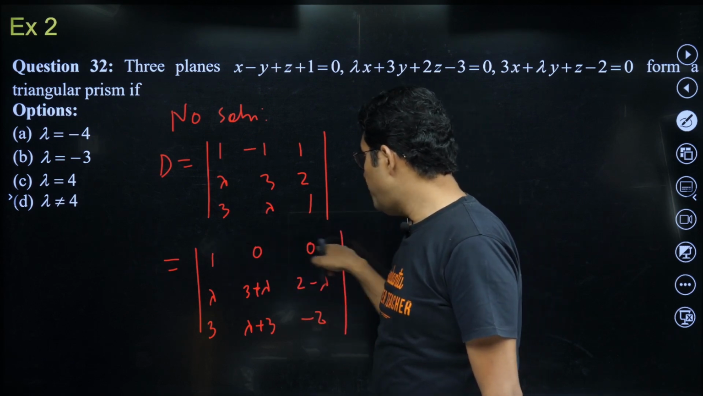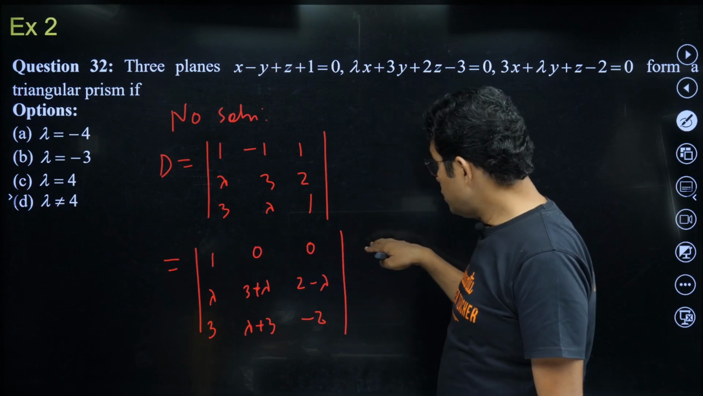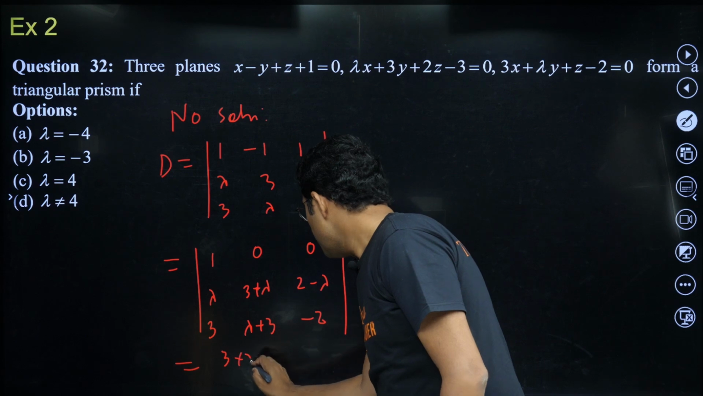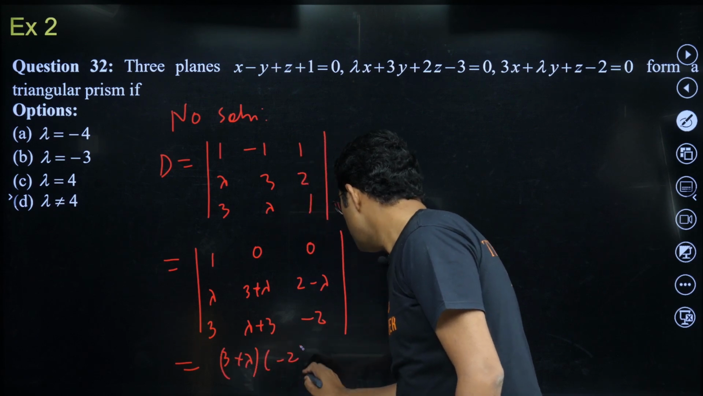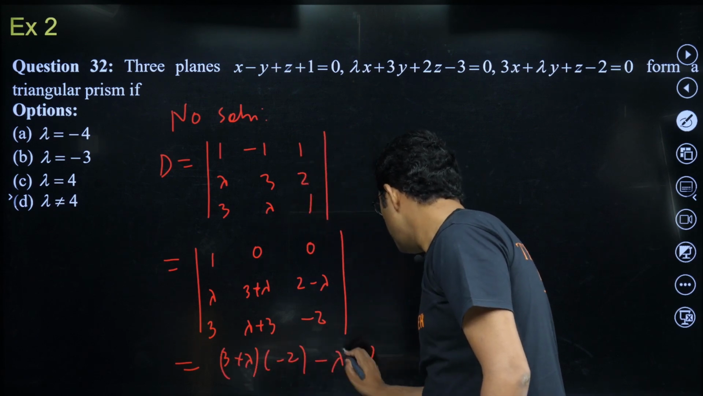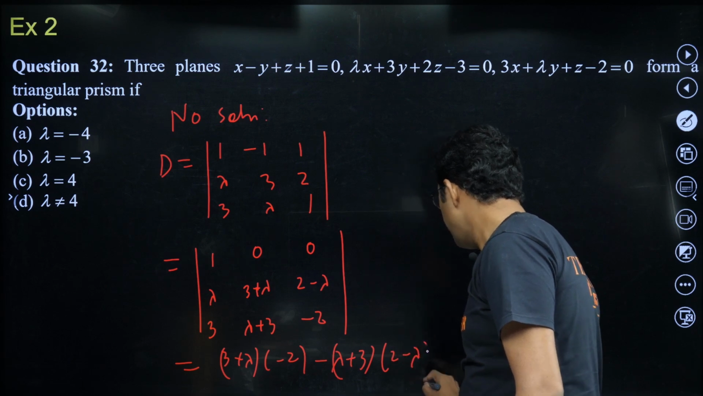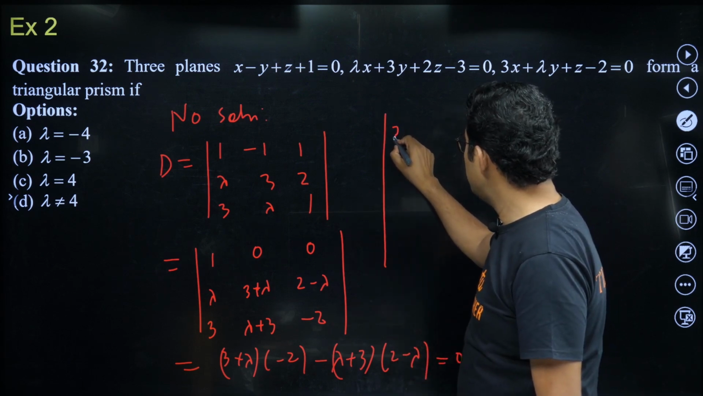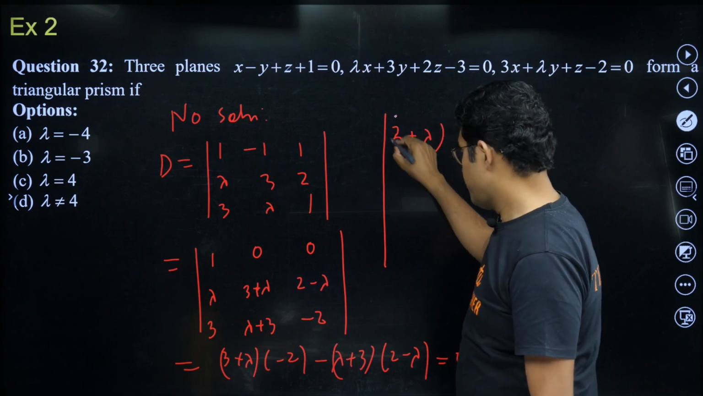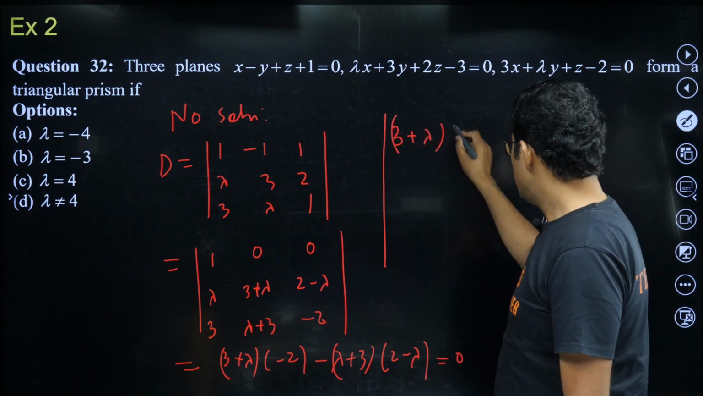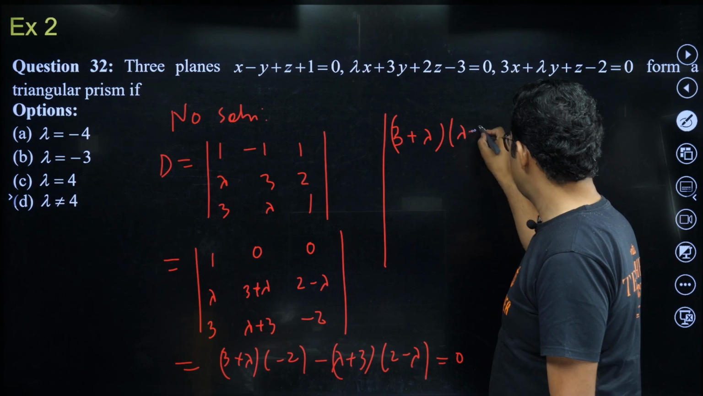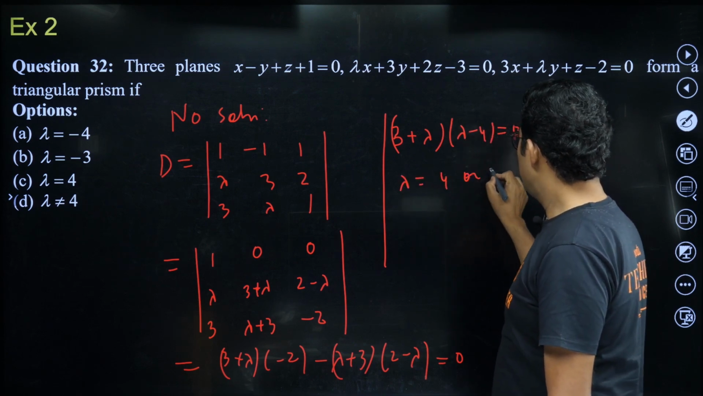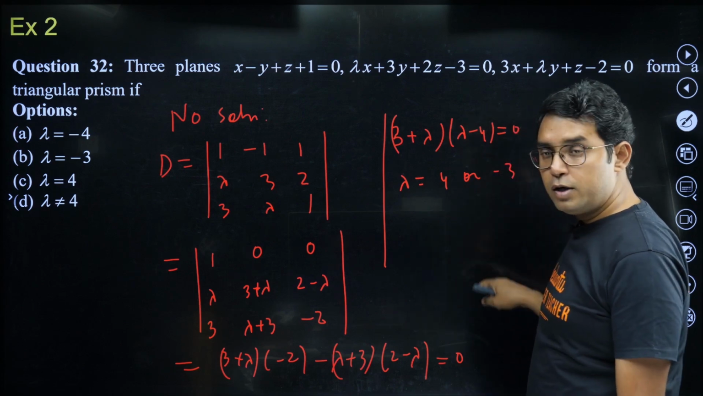Now if you open along the first row, you will be getting 3 plus lambda into -2 minus lambda plus 3 into 2 minus lambda. If you equate this to 0, we get 3 plus lambda common, and -2. So I think it is lambda minus 4 equal to 0. So there are 2 values of lambda we are getting, that is 4 or -3. Now you have got these values.